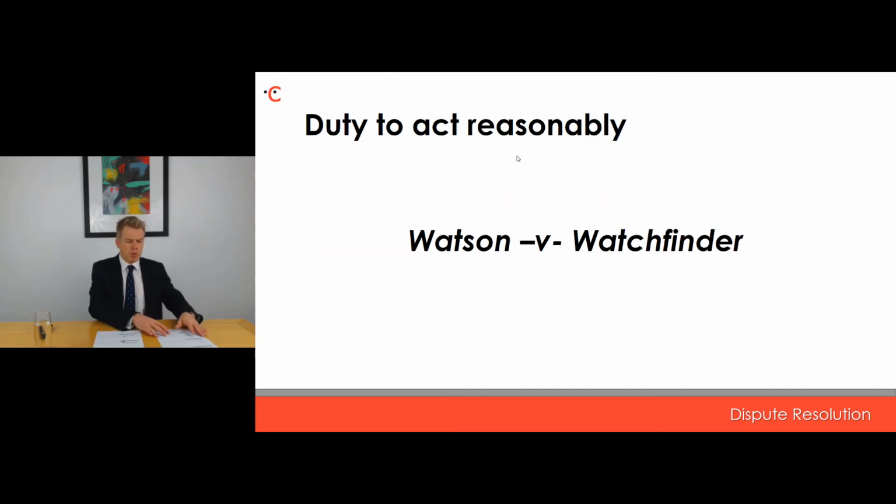Okay, moving on to a different theme now, and this is the duty to act reasonably. It's not a particular duty under statute. This is one that was found in a contract in the case of Watson and Watchfinder. The claimant here was a business development consultancy, and it entered into a contract with Watchfinder, a company that deals with and sells pre-owned watches.